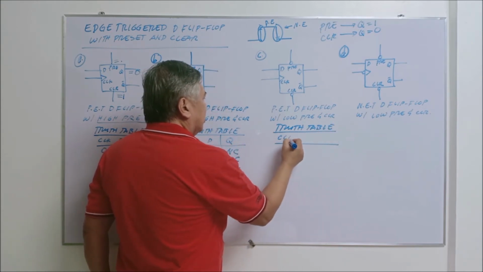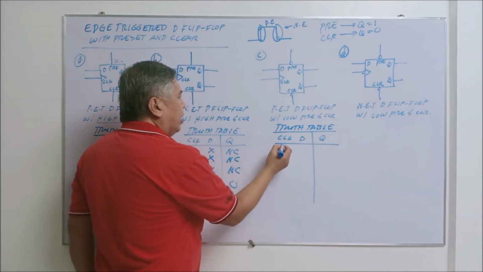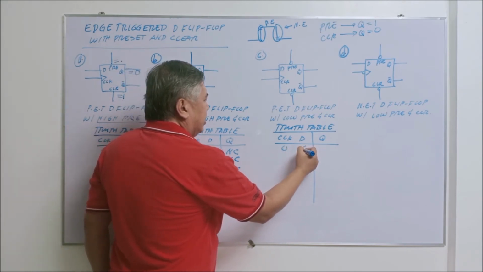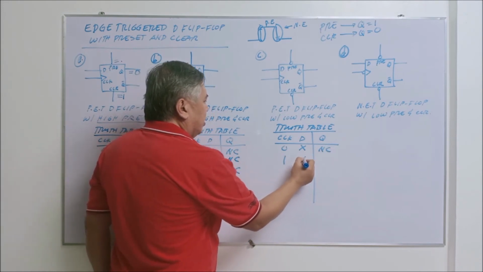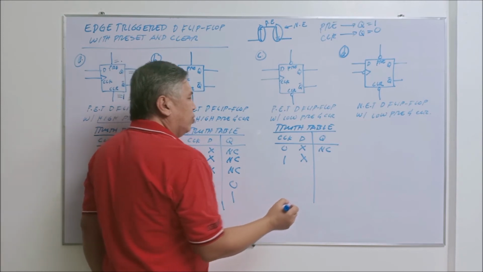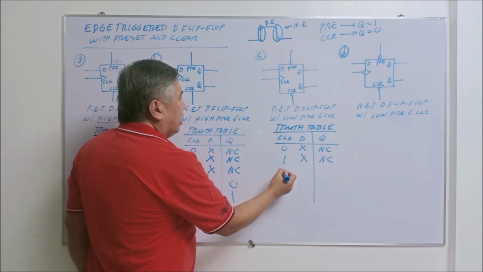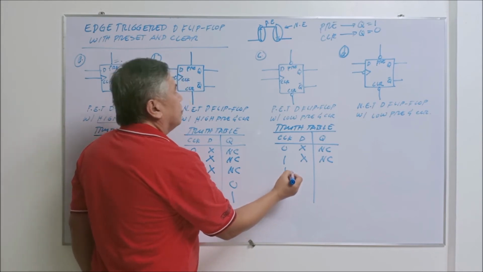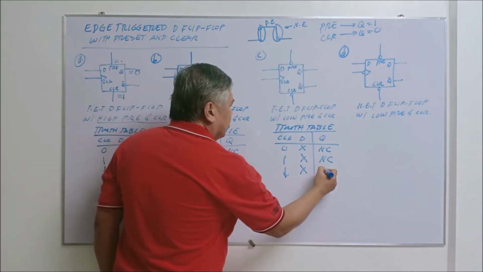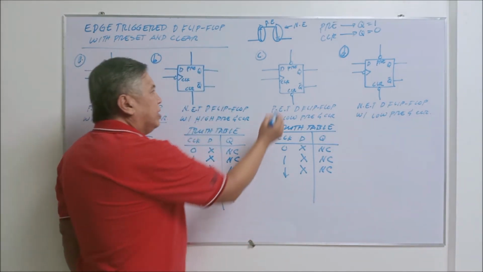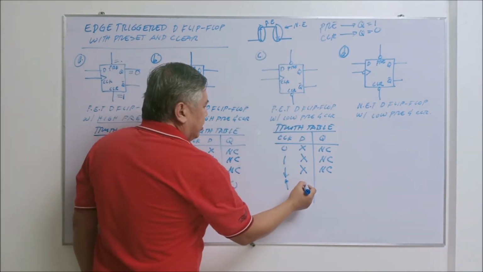So you have the clock, the D, and then you have your output Q. Again, if clock is 0, then regardless of the value of your D, the output remains no change. If clock goes to 1, regardless of the value of your D, whether it is 1 or 0, the output is a no change condition. If the clock goes negative edge, that is this one here, then regardless again of the value of your D, the output will remain a no change condition. But if it is positive edge triggering, that is this one, then D implies Q.